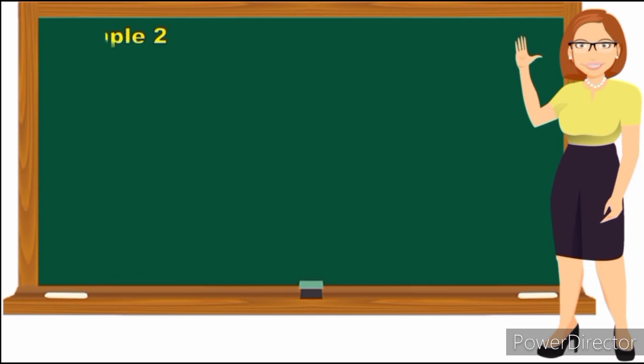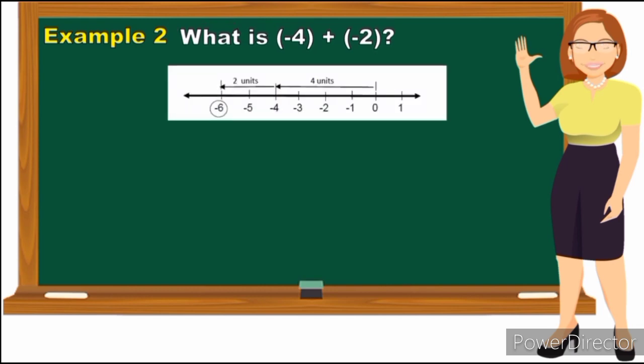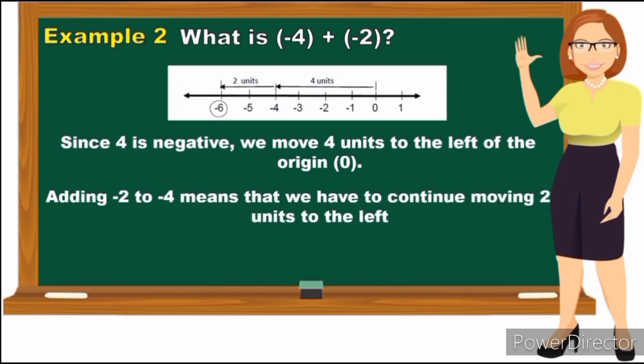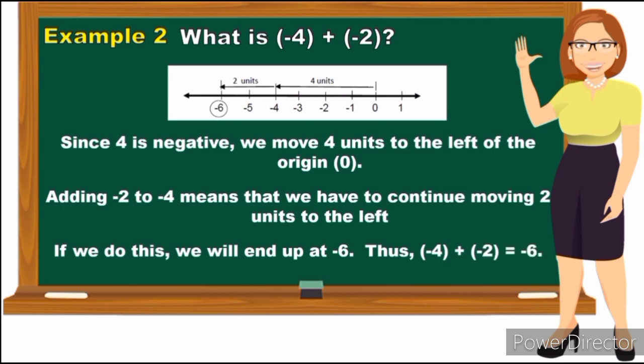Let's have example number 2. What is negative 4 plus negative 2? Let's look at this number line. Since 4 is negative, we move 4 units to the left of the origin. Adding negative 2 and negative 4 means that we have to continue moving 2 units to the left. If we do this, we will end up at negative 6. Thus, negative 4 plus negative 2 is equal to negative 6. Our answer is correct, negative 6.